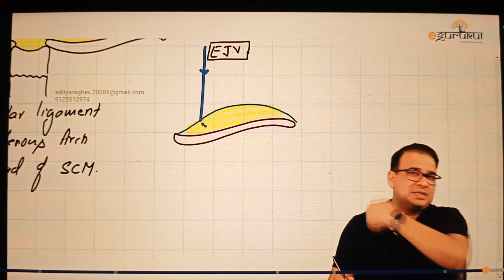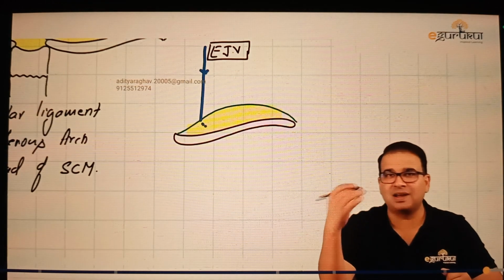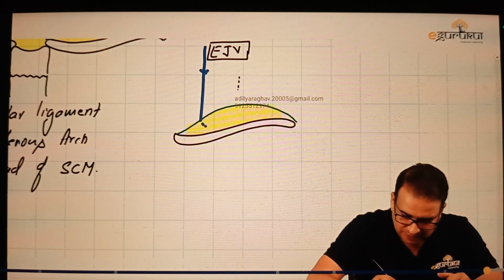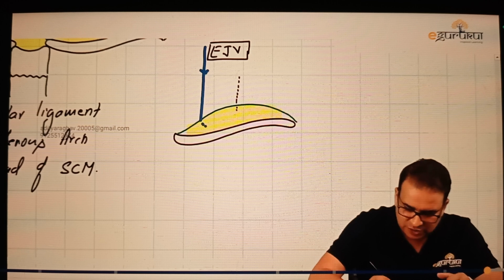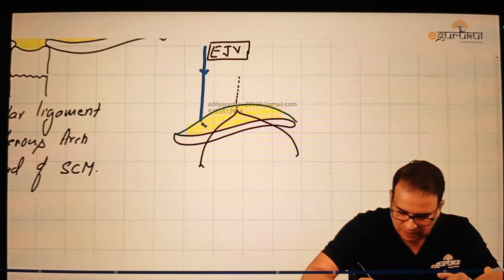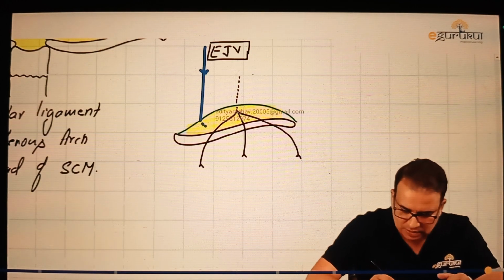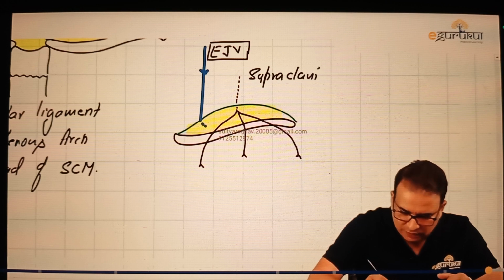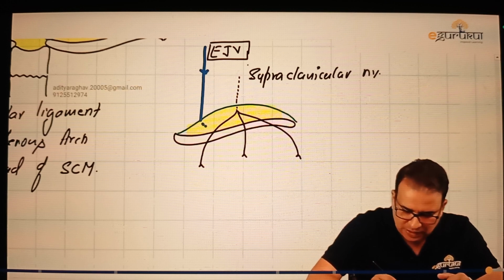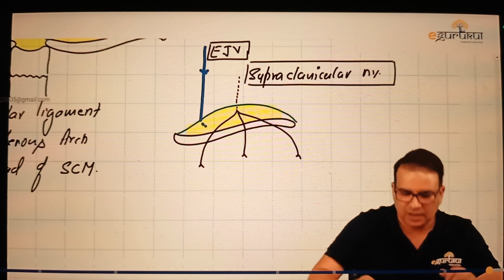Second thing, something which is coming from inside to outside. The branches from the cervical plexus, we call them supraclavicular nerves. Supraclavicular nerves are present inside, deep to the fascia here, and then they pierce the deep fascia, and through the space those nerves come out having three branches. These are the supraclavicular nerves. So the two contents of the space are the external jugular vein and the supraclavicular nerves.